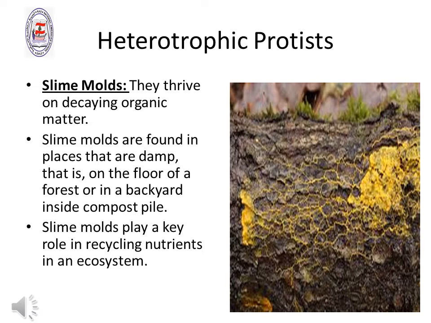Slime molds thrive on decaying organic matter. They are found in places that are damp, for example, on the floor of a forest or in a backyard inside a compost pile. Composts are remains of organic matter, like vegetable peelings, fruit waste, and grass cuttings. Slime molds play a very important role in recycling nutrients in an ecosystem.